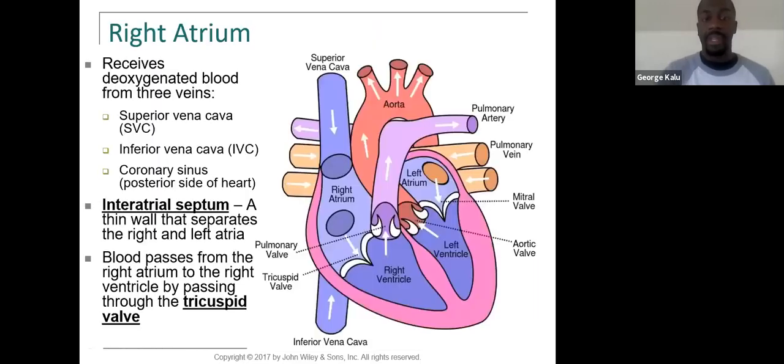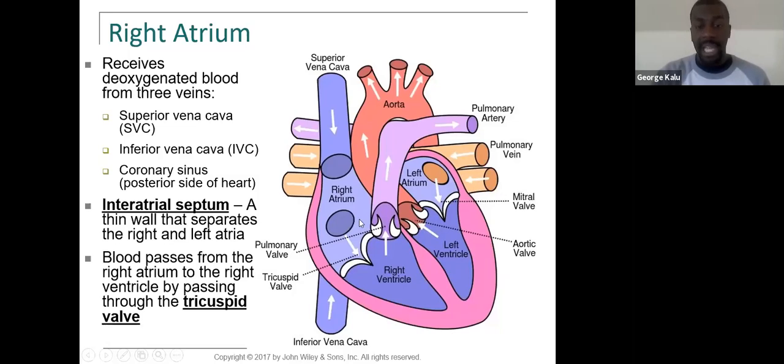Okay. So now we're going to take a look at some of these chambers in more detail here. So the first chamber we're going to look at is the right atrium. Okay. The right atrium is going to receive deoxygenated blood. Okay. And it's going to receive that deoxygenated blood from three veins. Okay. The first vein that it's going to receive deoxygenated blood from is going to be the superior vena cava. Then it's also going to receive blood from the inferior vena cava. And then the third vein is going to be the coronary sinus, which is that vessel that sits inside the coronary sulcus. Okay. All three of those veins are going to drop off that blood into a hole in the right atrium, okay, right over here.